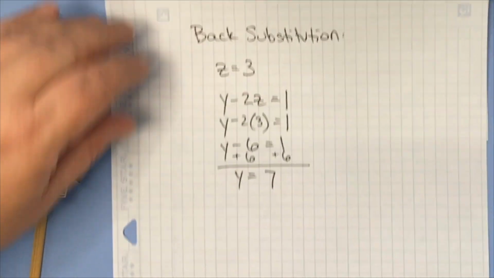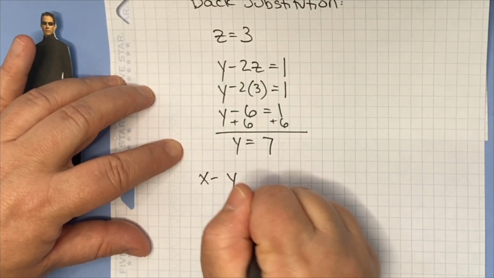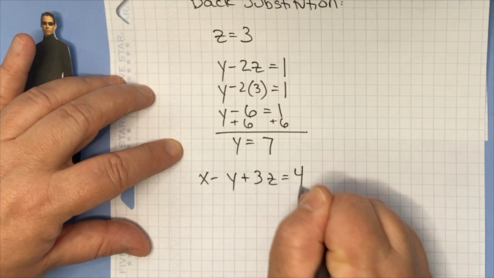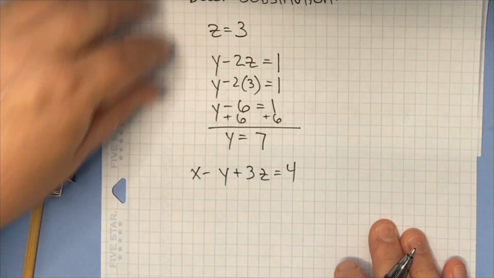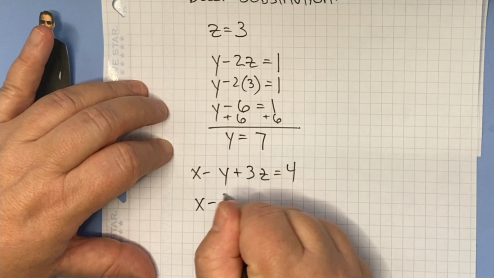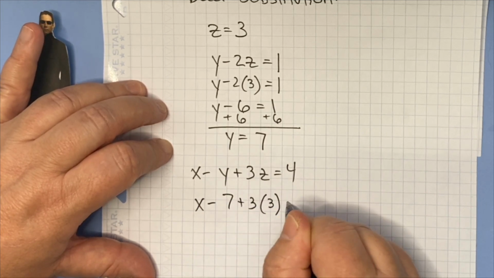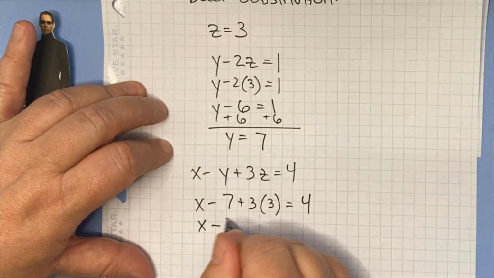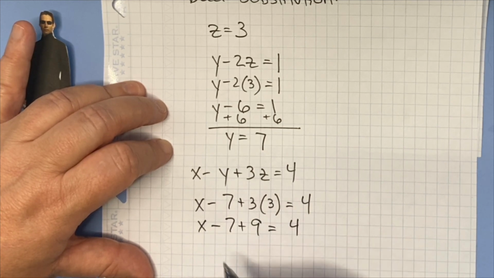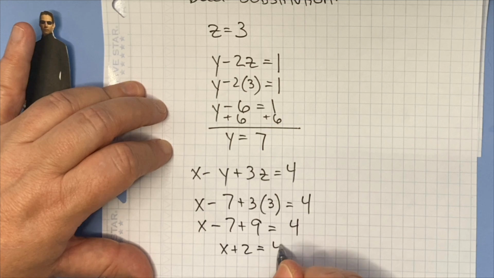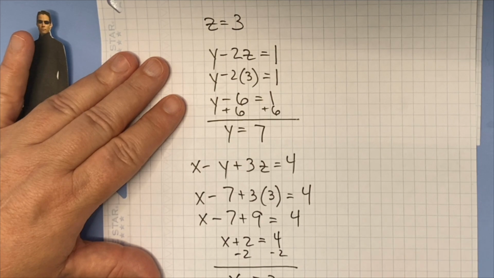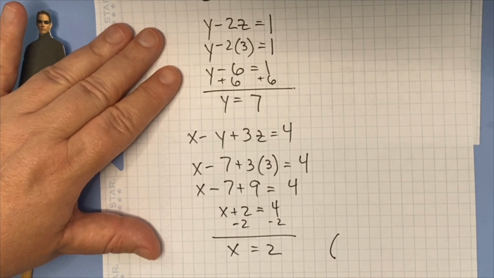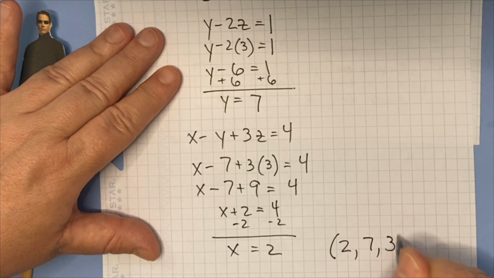And then I also have x minus y plus 3z equals 4. Is that correct? I want to double check that. X minus y plus 3z equals 4. Yay! So then I get x minus 7 plus 3 times 3 equals 4. X minus 7 plus 9 equals 4. X plus 2 equals 4. Subtract 2 from both sides, and x equals 2. So my answer, oops, you can't see it, is 2, 7, 3.